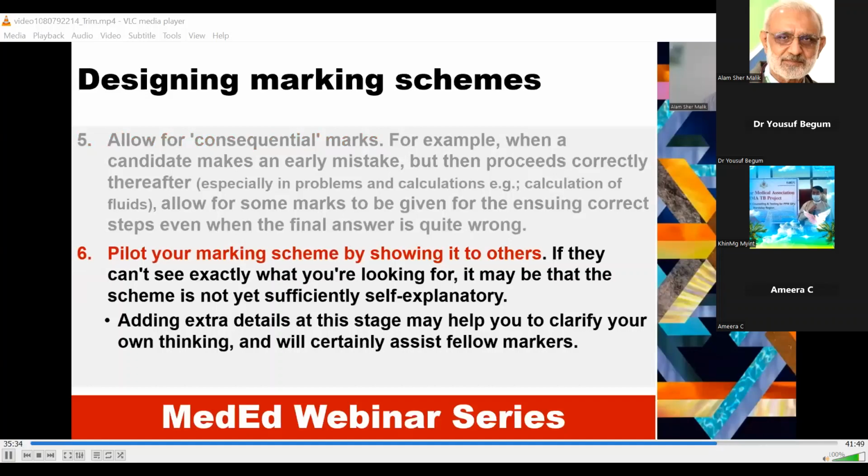Pilot your marking scheme by showing it to others. If they can't see exactly what you are looking for, it may be that the scheme is not yet sufficiently self-explanatory. Adding extra details at this stage may help you to clarify your own thinking and will certainly assist fellow markers.